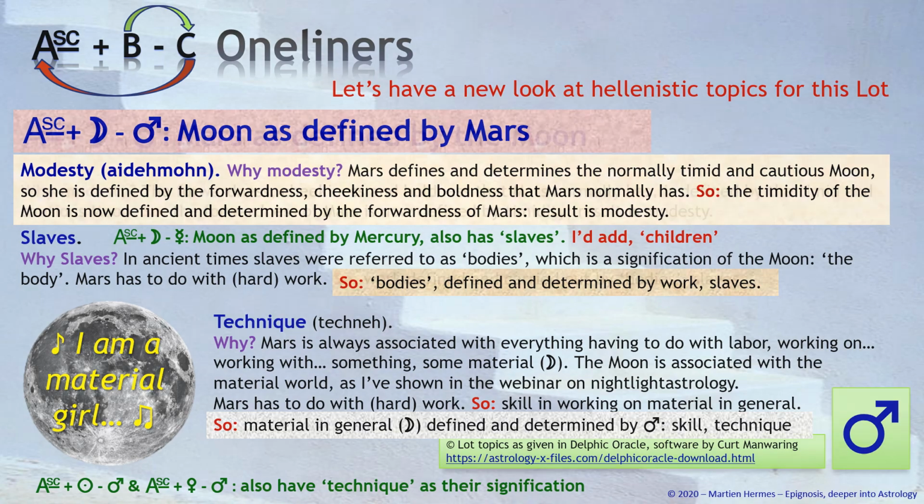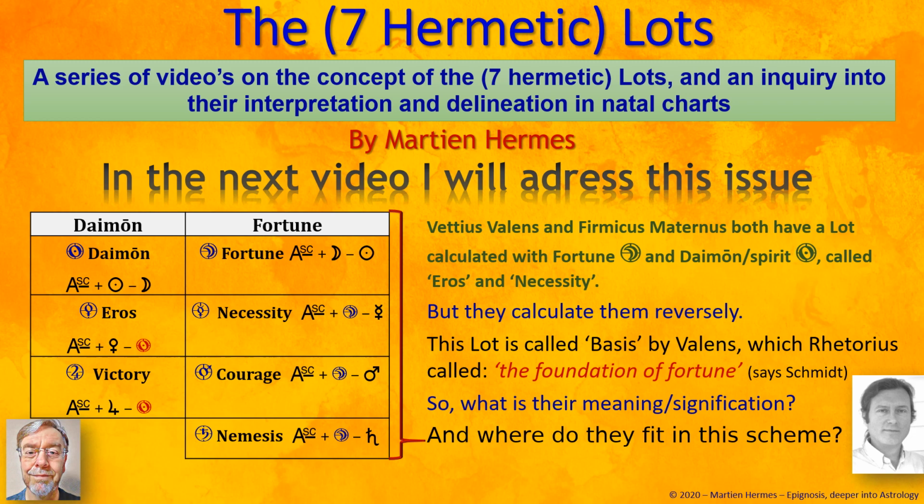So this concludes my rectification of the use of the formula as a template for the one-liners that are given in the ancient texts to the signification of the lots. And I needed to do this rectification because in the next video I will address this particular problem, the issue that there is a calculation given for a formula of a lot which uses both fortune and daimon, and these are also called chance and necessity, and the two authors that give these formulas, Vettius Valens and Firmicus Maternus, both use it reversely.